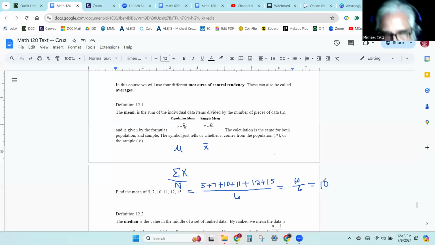I bet most people who are students know about this. What happens if you have three test grades, let's say you got an 83, an 85, and an 87, and then you have a bad test and you score a 30? What happens to your average, to your mean, when you have one low score versus high scores?